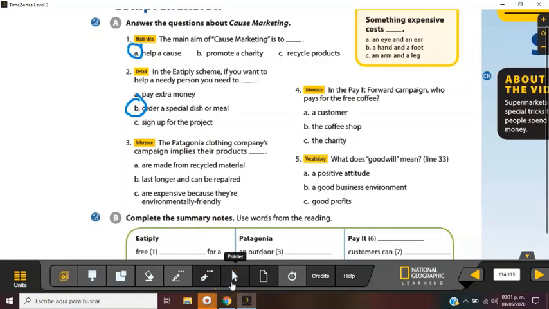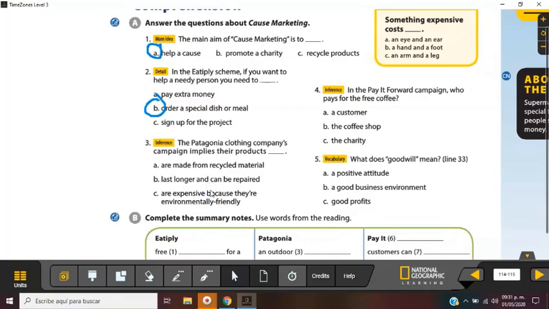3, the Patagonia Clothing Company's campaign implies their products are made from recycled material, last longer and can be repaired, and are expensive because they are environmentally friendly. Yes, guys, this lasts longer and can be repaired. That is something that is really important for customers right now because we are in this consumerism period that we want to consume. But now we have to protect the environment. It's important that it lasts longer and can be repaired.